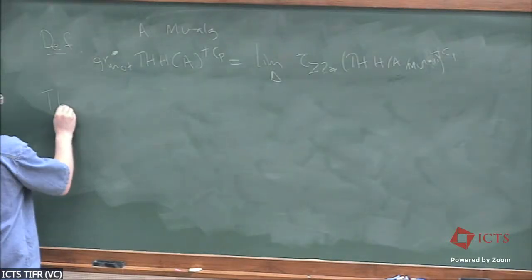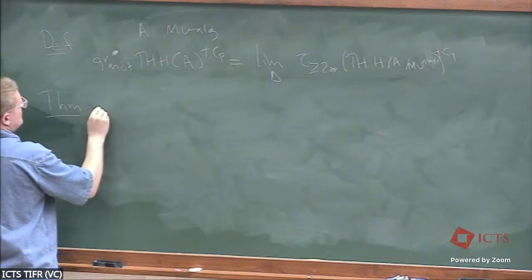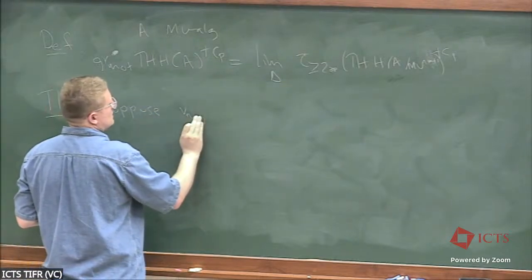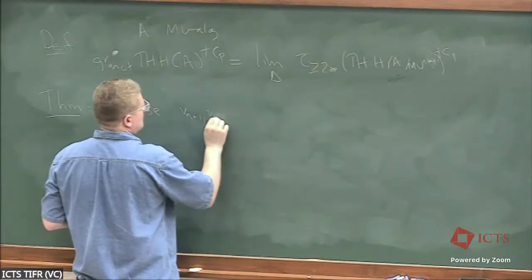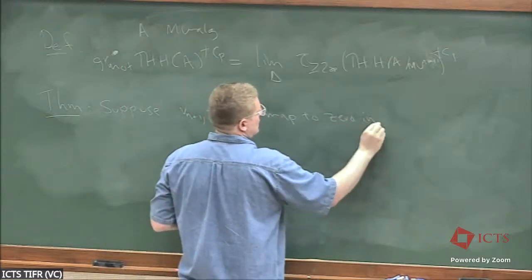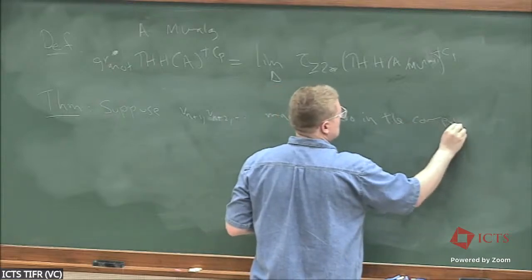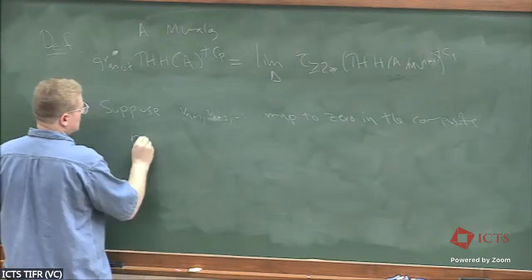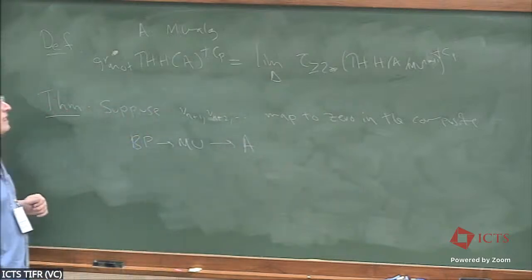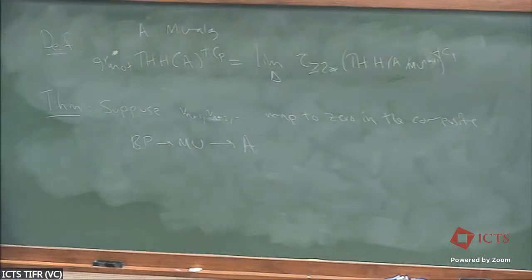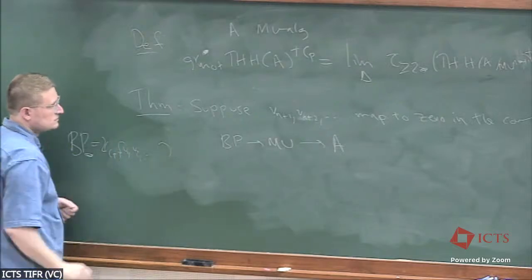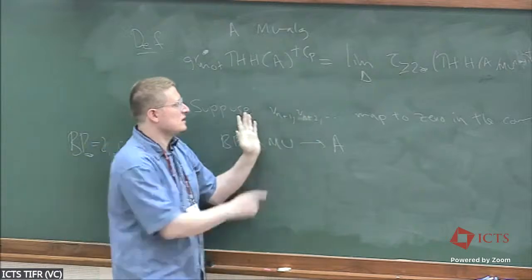Then suppose v_{n+1}, v_{n+2}, and so on map to 0 in the composite. So we can take BP to MU. Remember, we're implicitly p-completing. And then we can map to A. BP has these generators: Z localized at p, v_1, v_2, and so on. And we ask that the v_{n+1} through v_i, these higher v_i, go to 0.